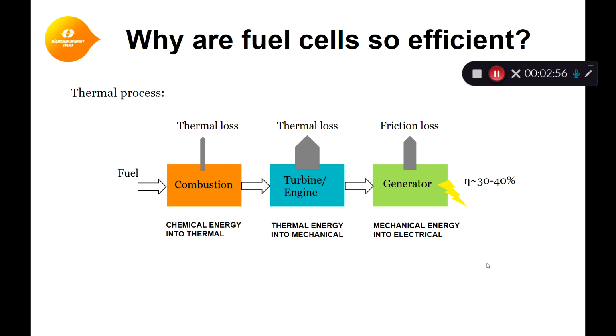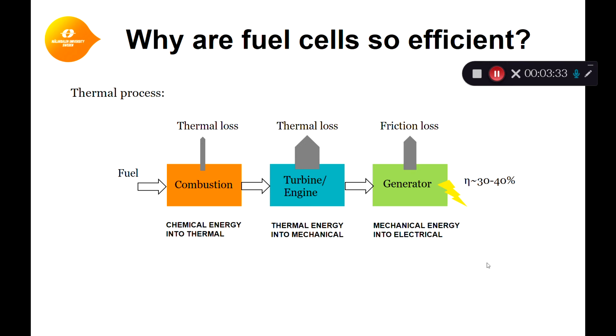After the combustion, we generate hot gases, and these can be used to spin a turbine, for example, or to move an internal combustion engine. So we can convert the thermal energy of the hot gases into mechanical energy. And we have a big amount of thermal loss and some friction loss in this process. Finally, rotating parts can be coupled to a generator to turn mechanical energy into electrical energy. And again, we have some friction losses and maybe also some thermal losses in this process.